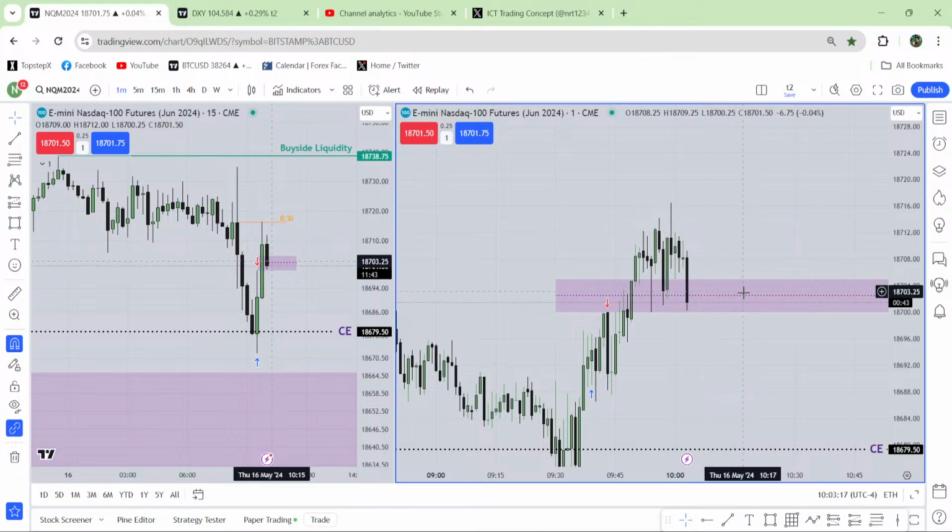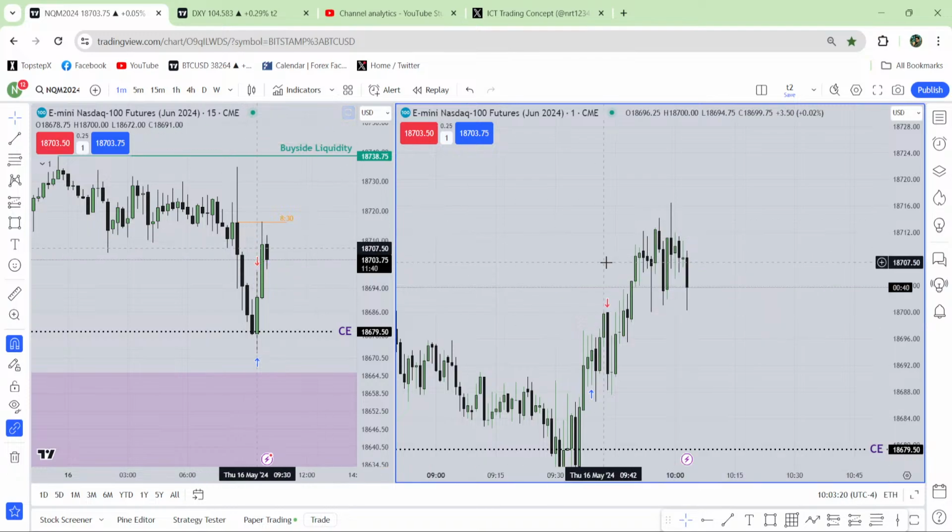There is no 15-minute fair value gap, so I'm gonna remove it from my chart.